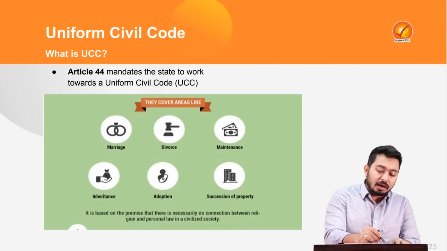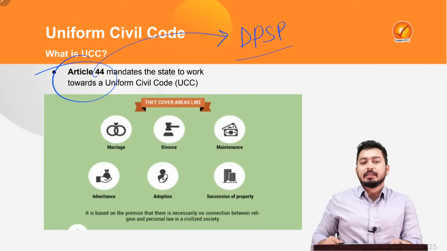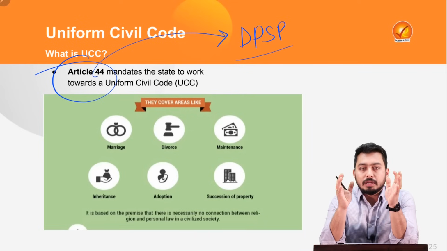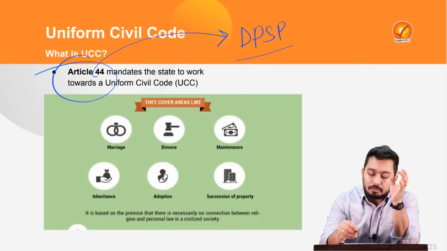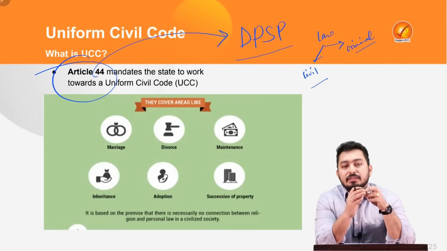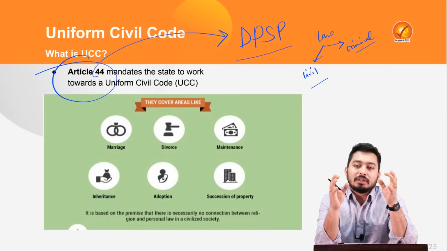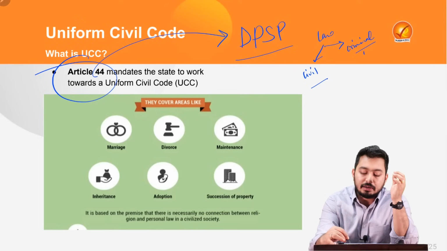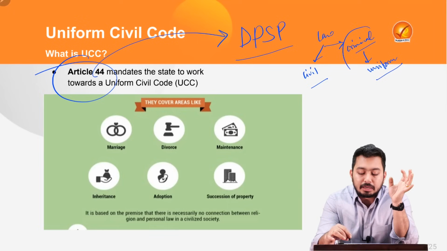Now please appreciate that Article 44, which is part of the DPSP, mandates that there should be a Uniform Civil Code. That brings us to the question, what do you mean by uniform and what do you mean by civil code? So ideally a law is divided into civil laws and criminal laws. There is something called a civil wrong and there is something called a criminal wrong. Now all the laws which are related to criminal laws are already codified, and they have already become uniform. So you are not talking about the criminal laws here.